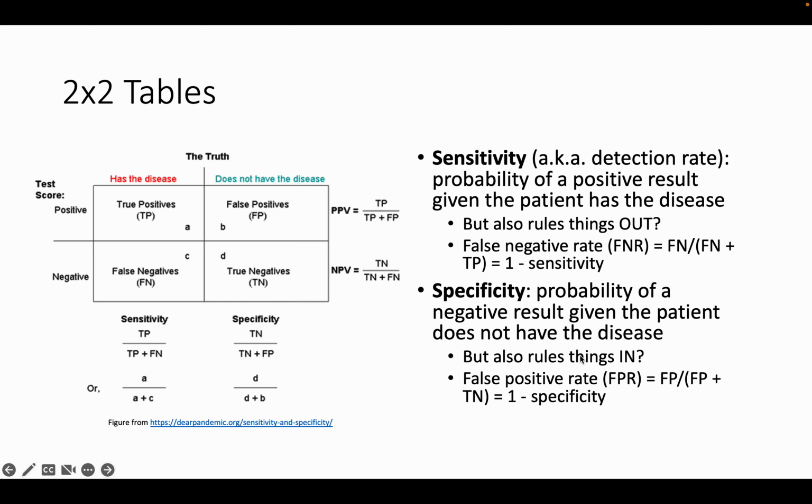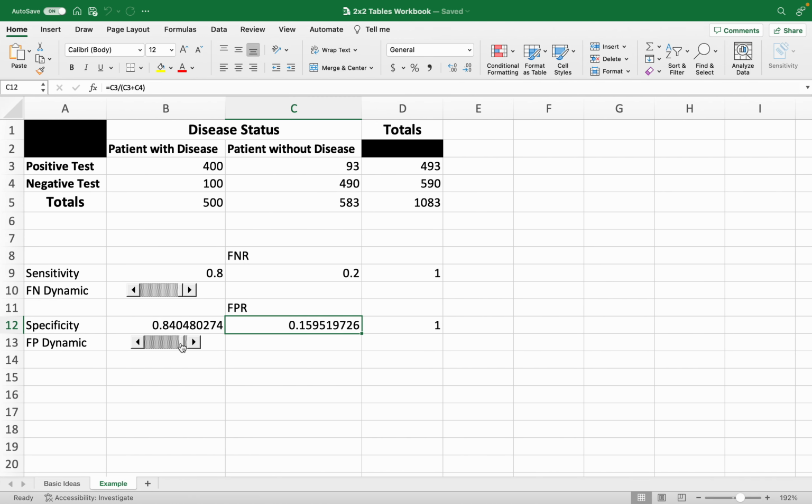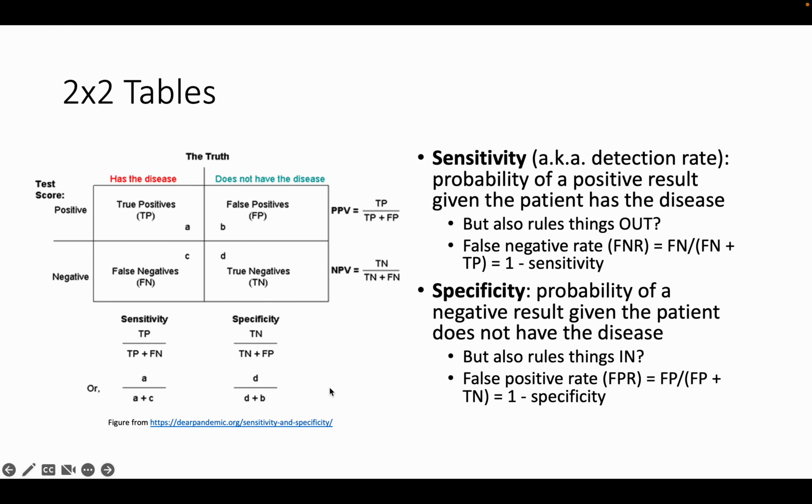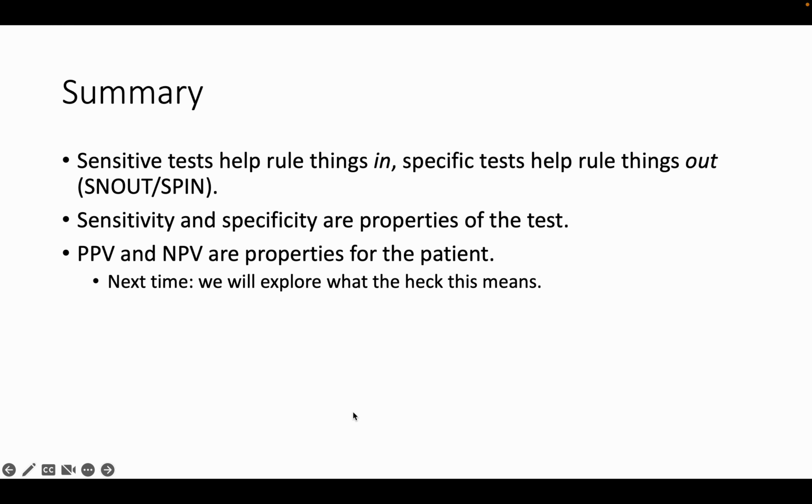And that is why a specific test can rule things in, because if the test has a very high specificity, if we move this down here, it has a very low false positive rate. Hope that makes sense. So in summary, sensitive tests rule things in because of that low false negative rate, and specific tests rule things out because of that low false positive rate.